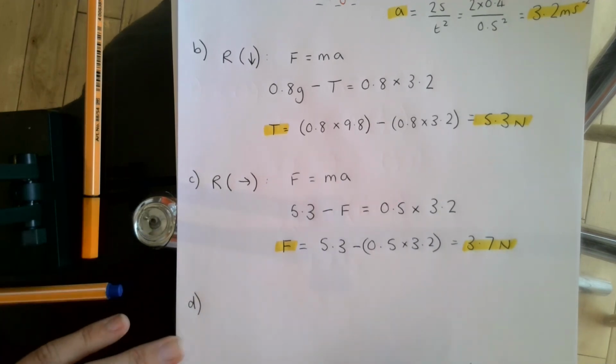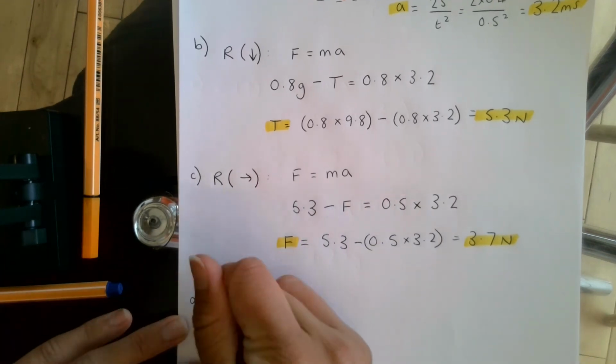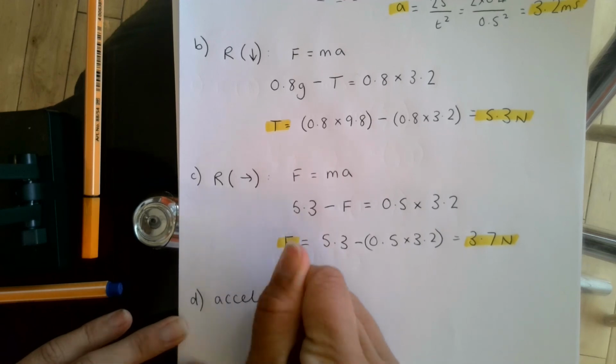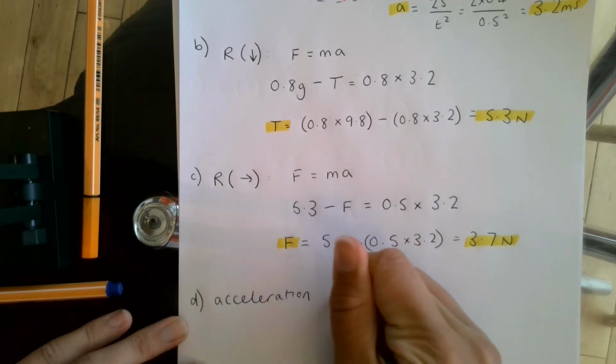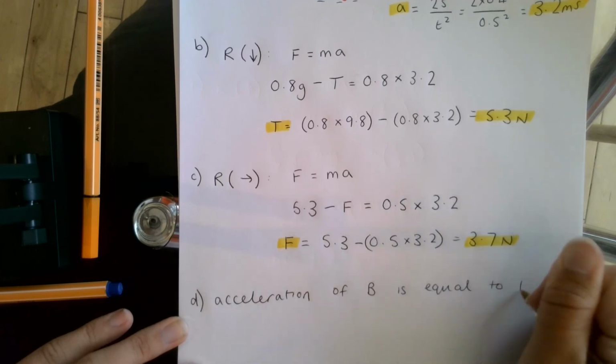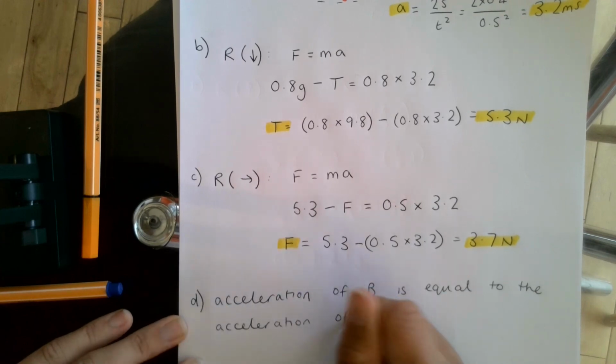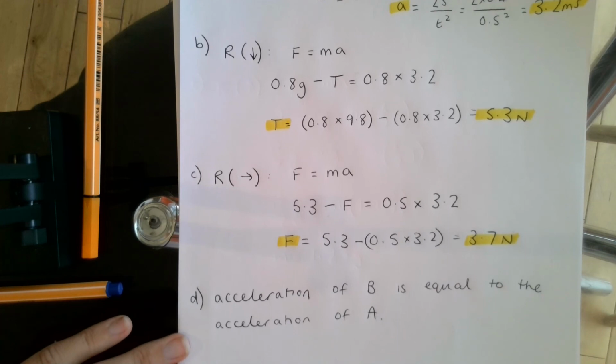So if one thing is moving by a certain acceleration, the other end of the string will also be accelerating by the same amount. So we'll say acceleration of B is equal to the acceleration of A. And that's how we've used that inextensible idea.